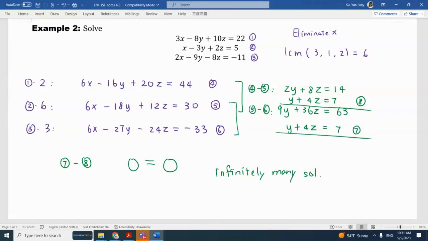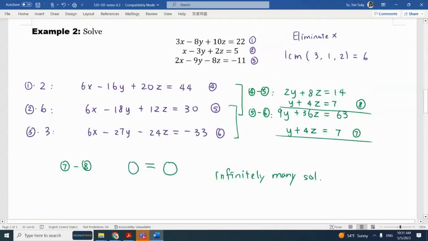So example 1, we have 1 solution, right? Example 2, we have infinitely many solutions. Okay? I didn't put example 3 here, but I can tell you, for no solution, you get something like, let's say if you have 10 instead of 7. Then when you do the subtraction, you get 0 equals 3, which is impossible. Then you say no solution. Okay, everybody? So we have 3 possibilities.